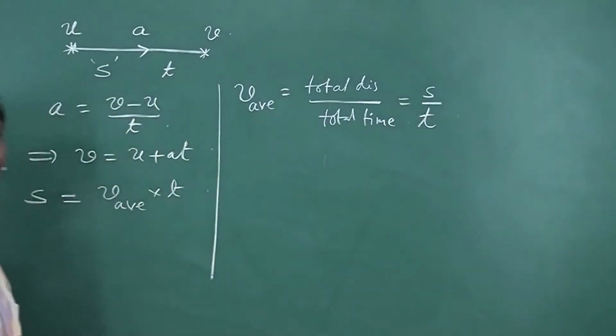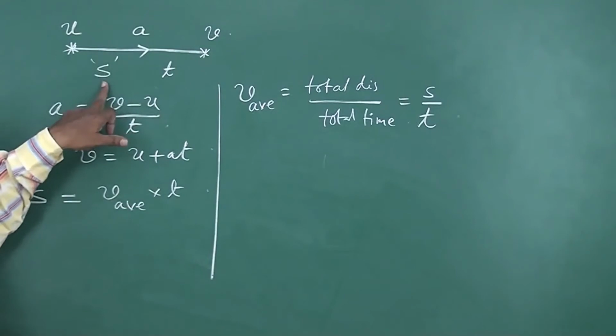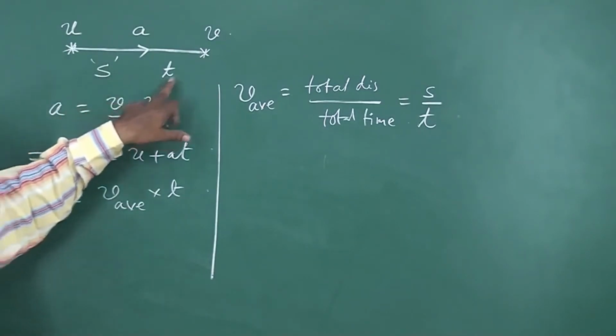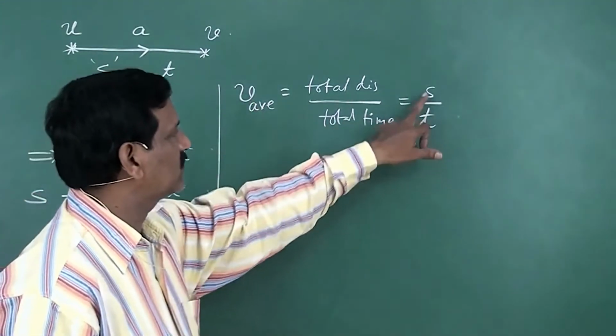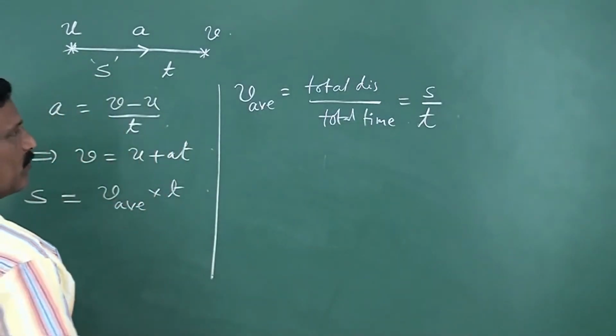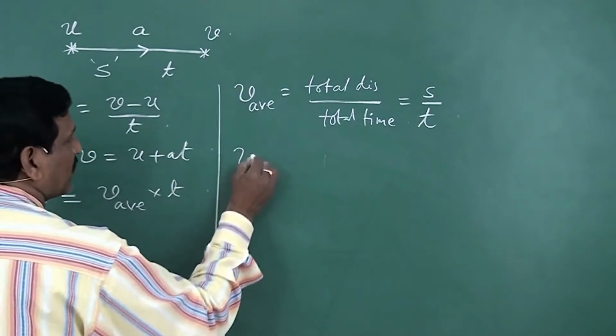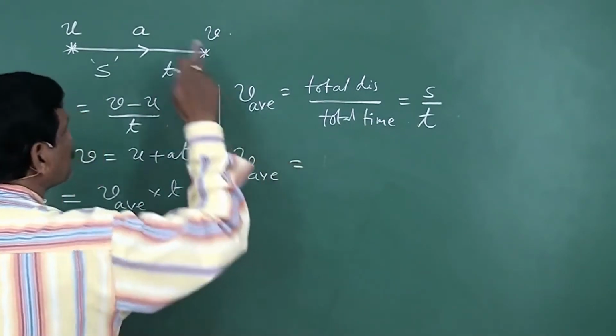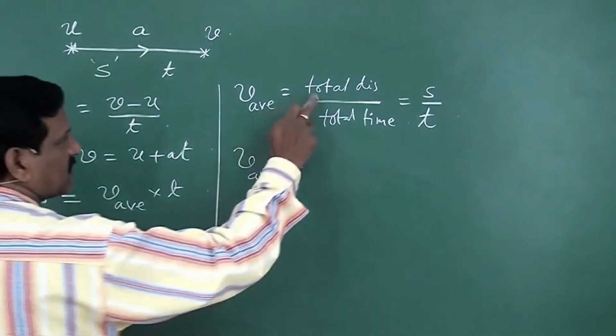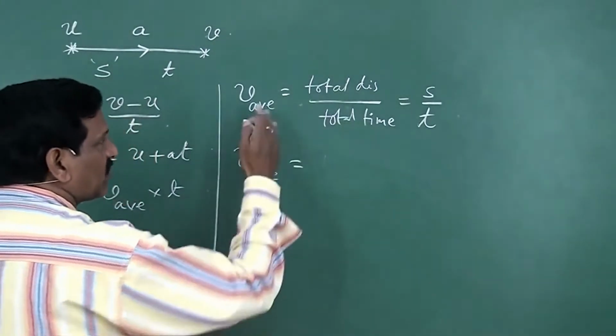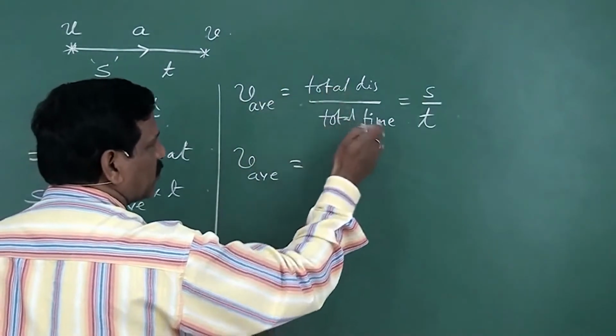Here total displacement is s, time taken is t. So V average equals s by t. But here initial velocity is u, final velocity is v. So average velocity you can again write in terms of u and v. This is the basic definition. Average velocity means total displacement by total time.